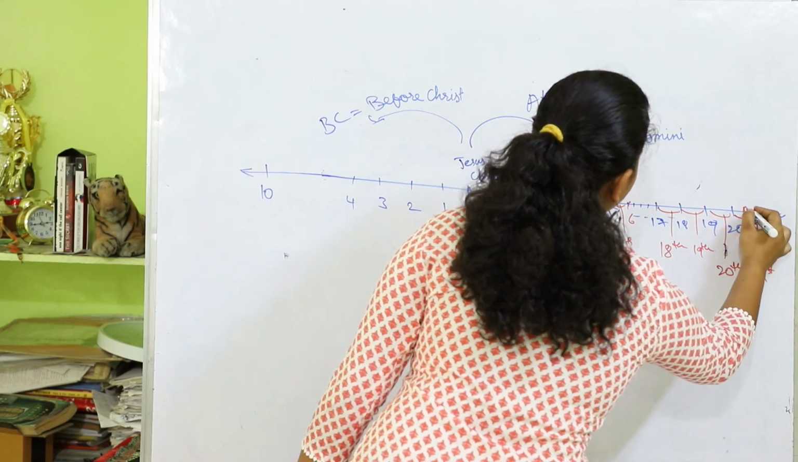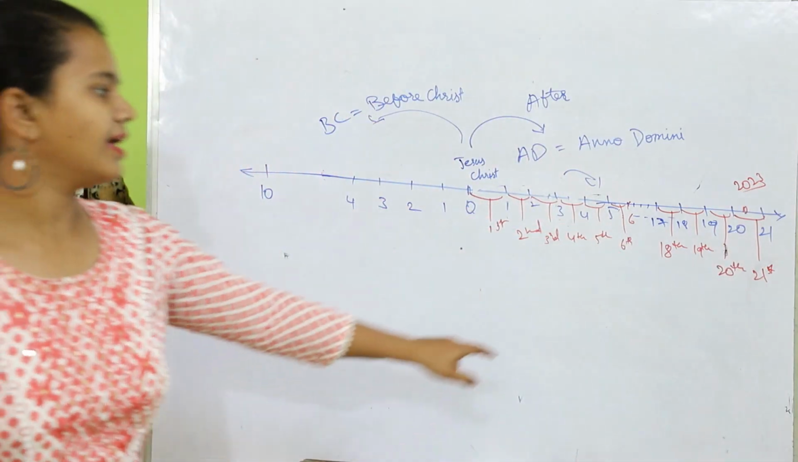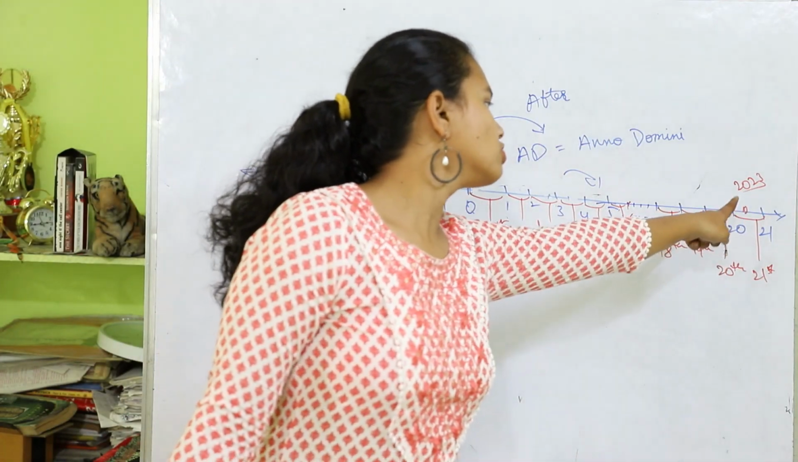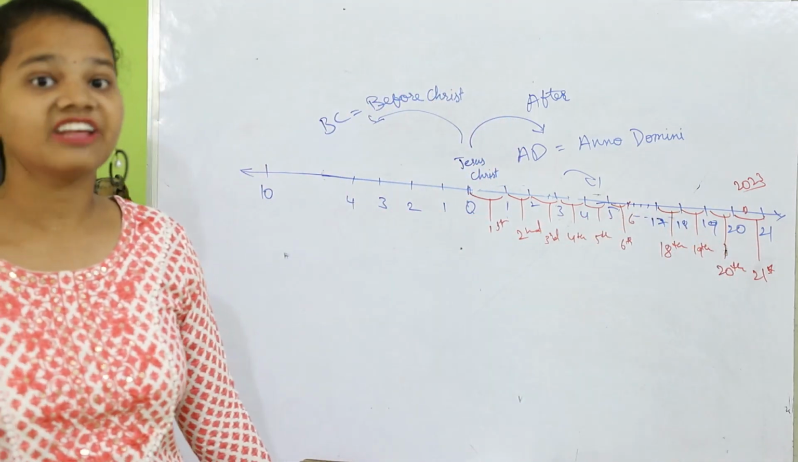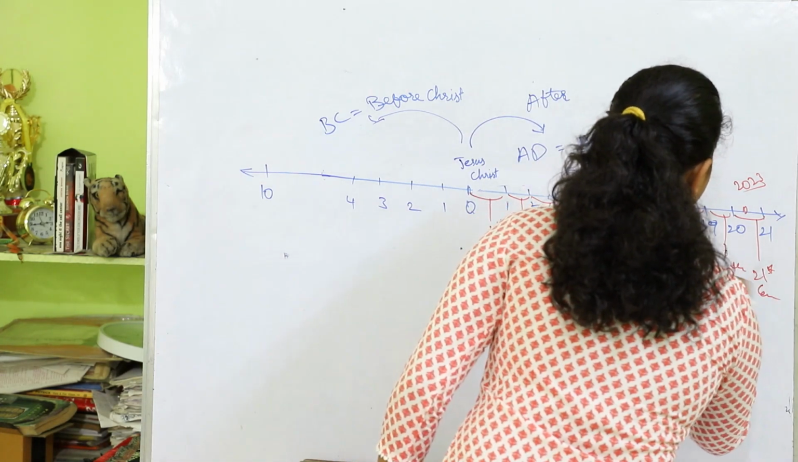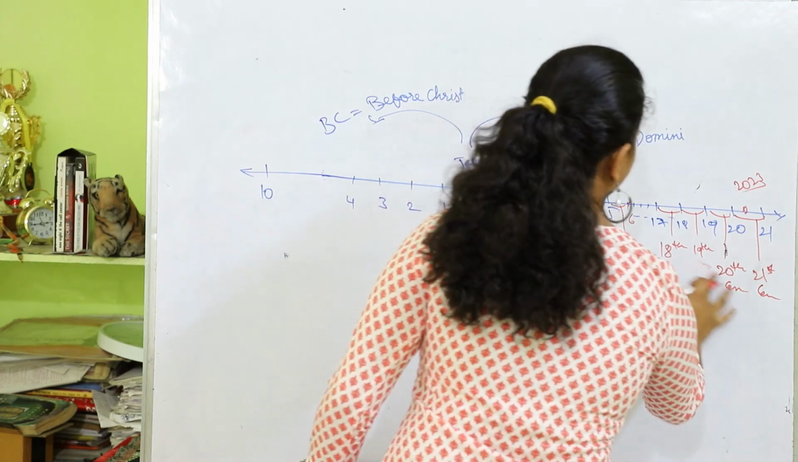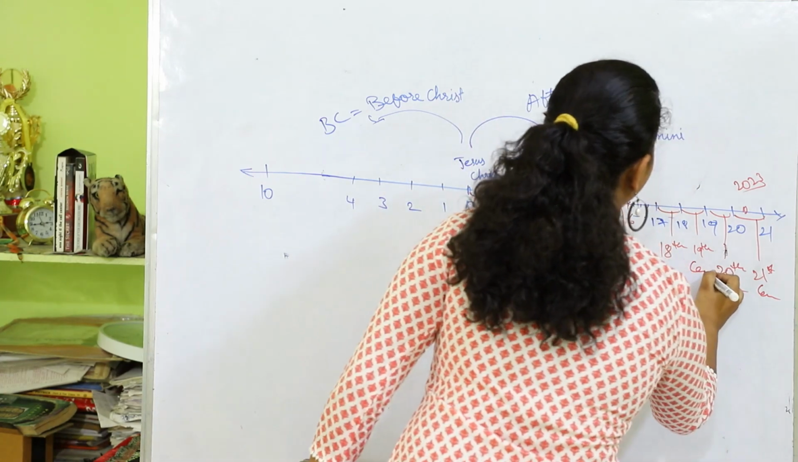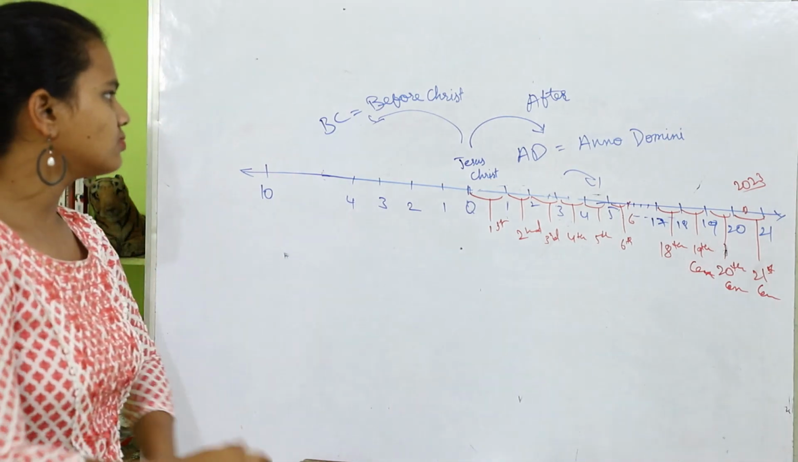Somewhere here we are living, in 2023. Are you getting it? So we are living here, in 2023. So we are in 20 to 21, and we consider that as the 21st century. So this is, guys, how we go for centuries.